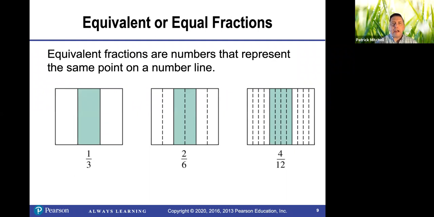Equivalent or equal fractions. Equivalent fractions are numbers that represent the same point on a number line. And here is an example of all of these fractions represent the same number: 1/3, 2/6, and 4/12. And it's pretty convincing from that area model that those three fractions represent the same portion of that area. So 1/3, 2/6, and 4/12 are all equal.